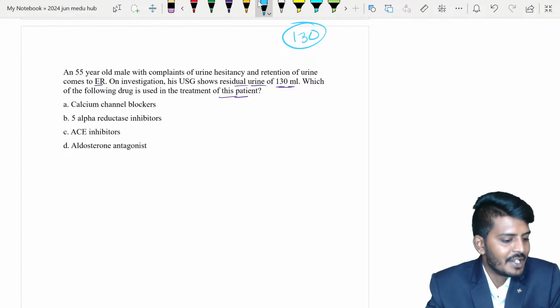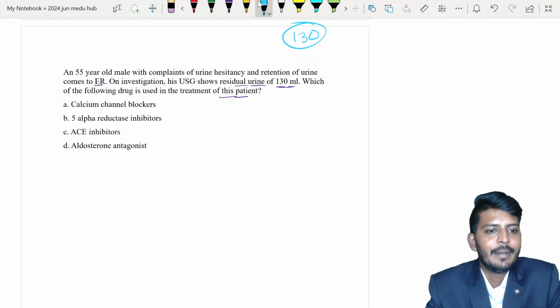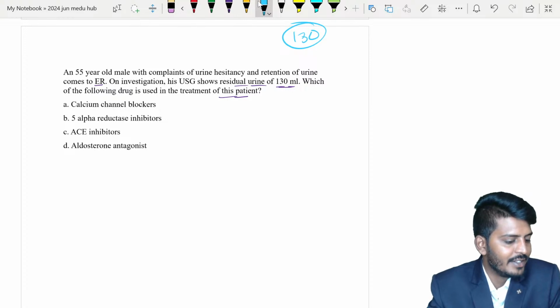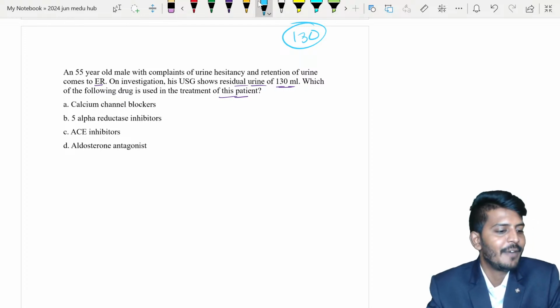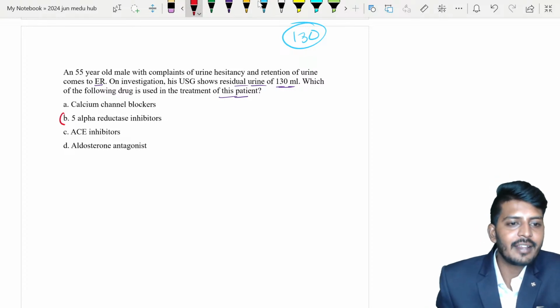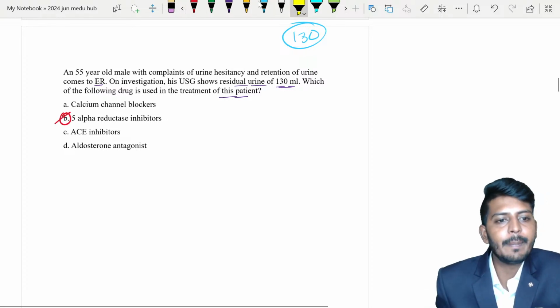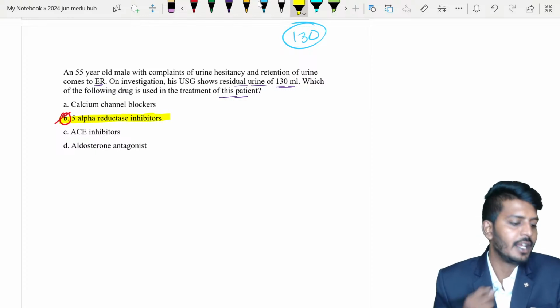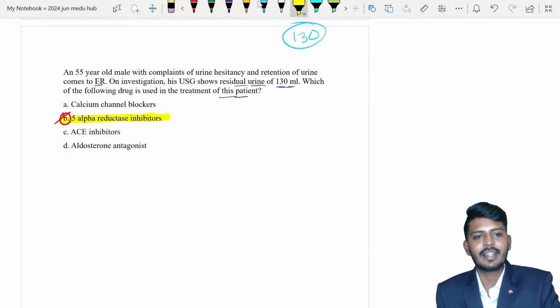So options are calcium channel blocker, 5-alpha reductase inhibitor, ACE inhibitor, aldosterone antagonist. All of you are saying the answer is BPH. So you people are absolutely correct: 5-alpha reductase inhibitor. Yes, so there are some important confusion points about BPH also. I will finish it off here only very quickly. B is the correct answer.